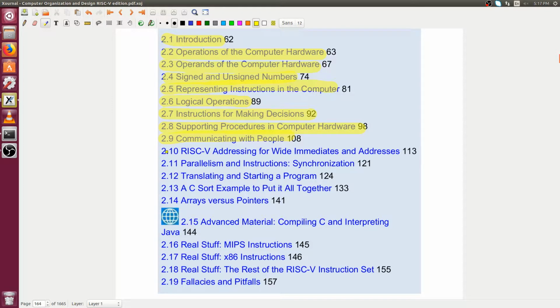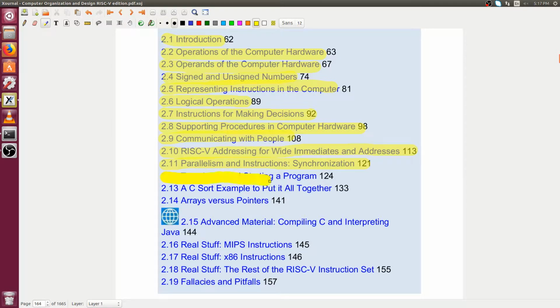So what else is going on? We have RISC-V addressing for wide immediates and addresses. This is going to be something that's particular to the RISC-V instruction set. We're going to look at parallelism and instructions a little bit. This is going to be on synchronization. This is a pretty advanced topic, so we're probably going to go into this only a little bit at first.